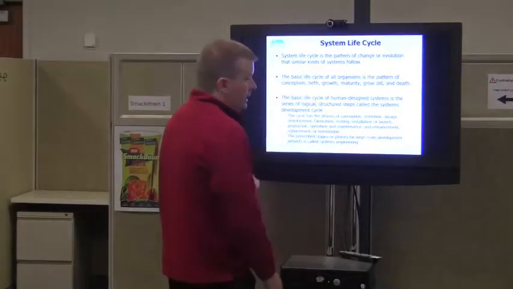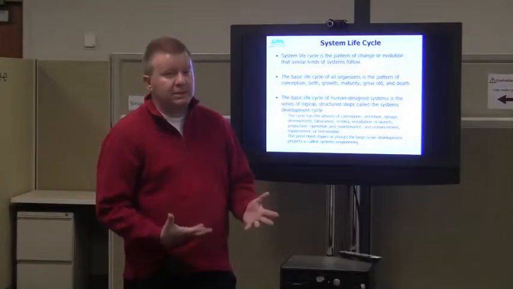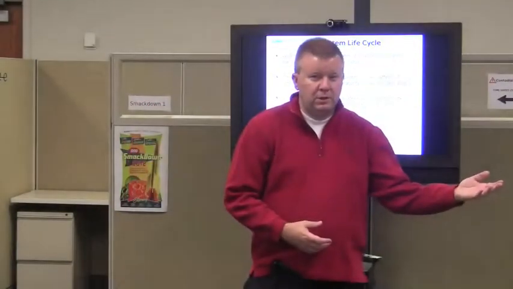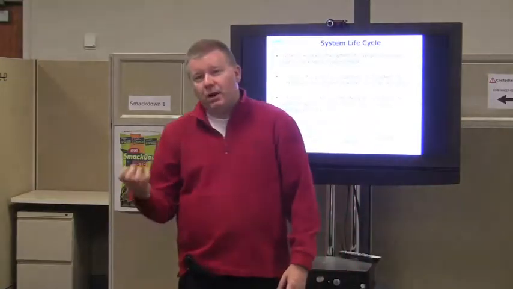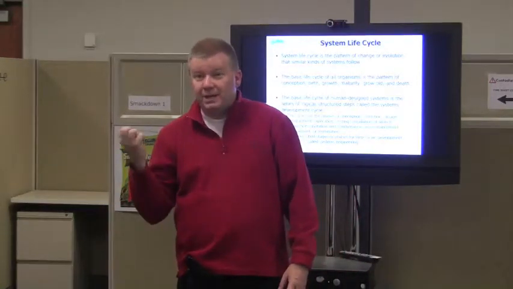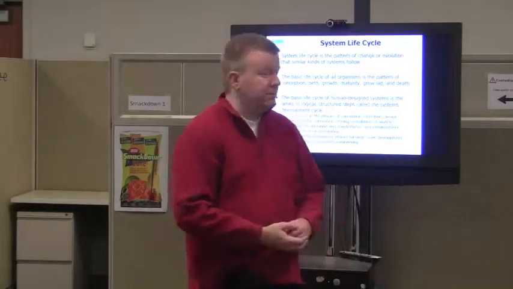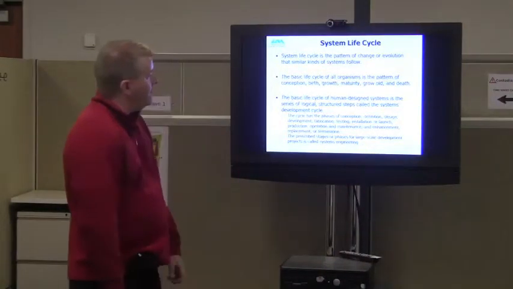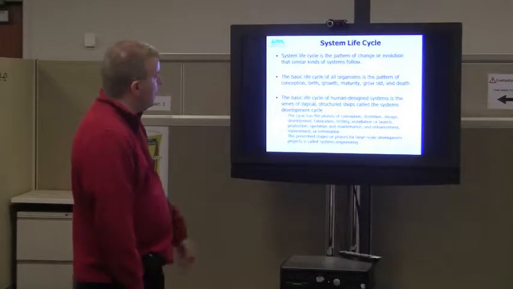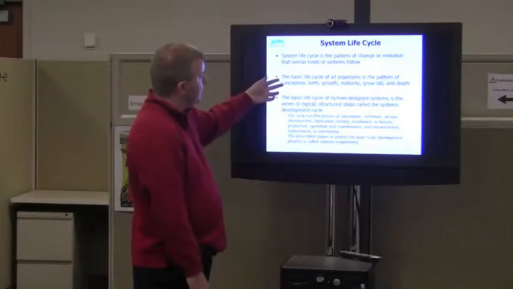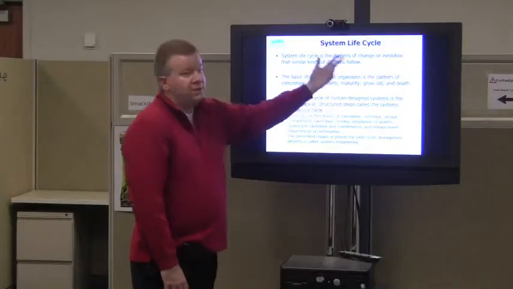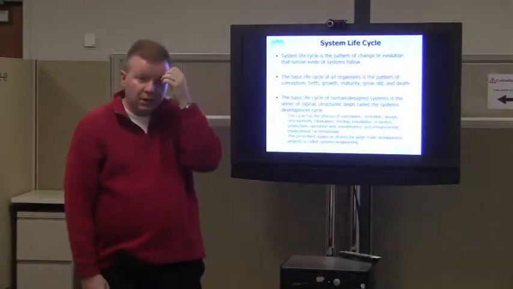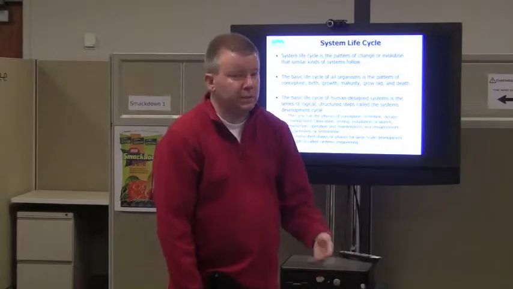The life cycle, right? A system always has a life cycle. Any system we design must go from conception, or, you know, the beginning of the design, all the way through operations, maintainability, sustainability, and disposal. These have to be thought of in these systems, okay? So the system life cycle is a pattern of change or evolution that similar kinds of systems follow. The basic life cycle of all organisms is the pattern of conception, birth, growth, maturity, you grow old, and then there's death, right? And so all systems do this. All natural systems, all human-made systems do this.